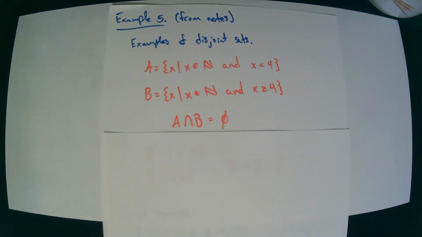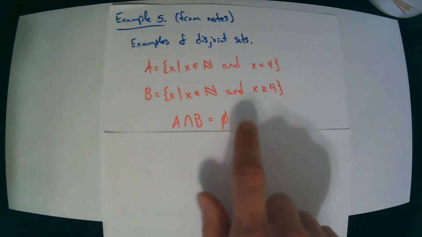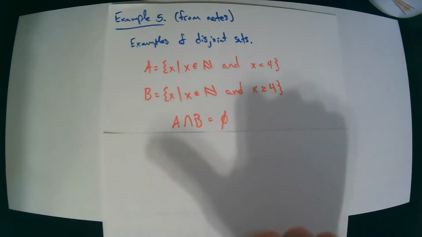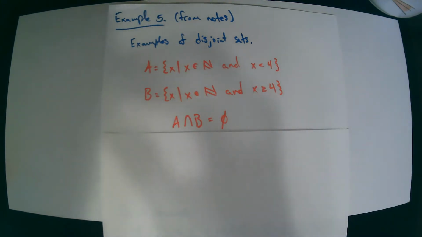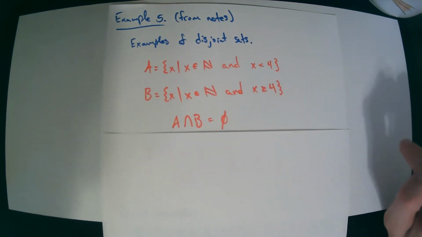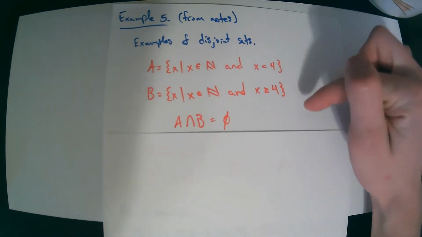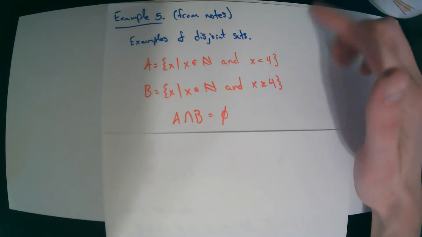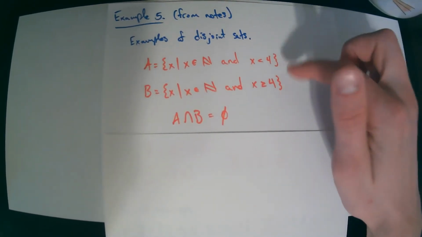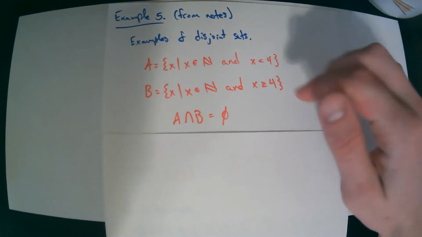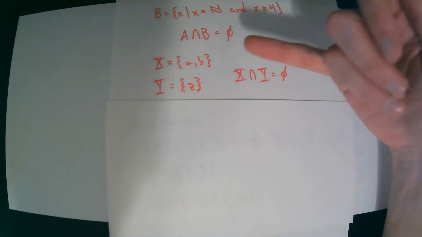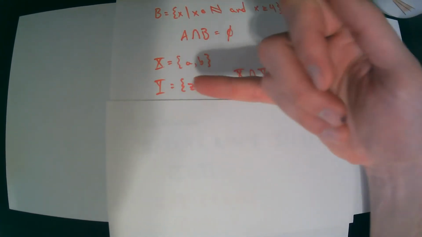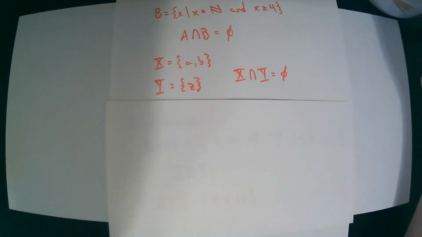What about the set B? It says all numbers bigger than or equal to 4. So this is the set of natural numbers 4, 5, 6, 7, 8, etc., 9, 10, 11, all the way to infinity. So they share no elements. They're very close to sharing elements, because this is 1, 2, 3, and then this one picks up at 4. But they're distinct, they're disjoint. There is no common element in these two sets. So their intersection is empty. Another simpler example I gave was the set X being just the two letters A, B, and the set Y being the letter Z. Clearly these are disjoint. They share no letters.